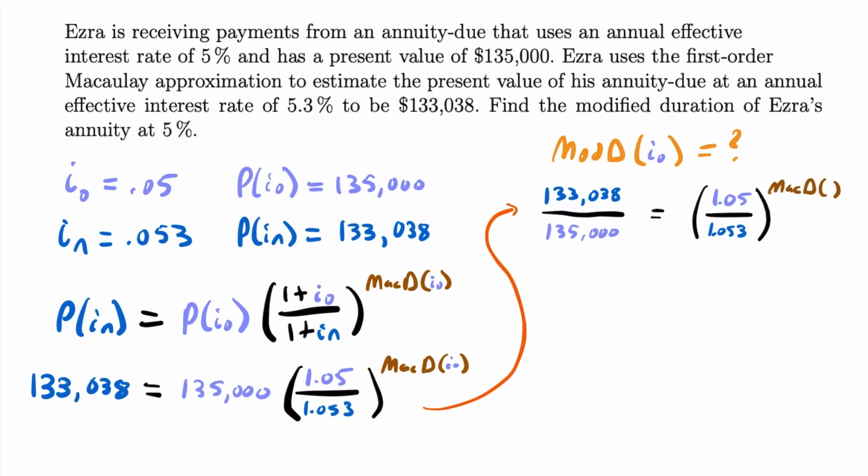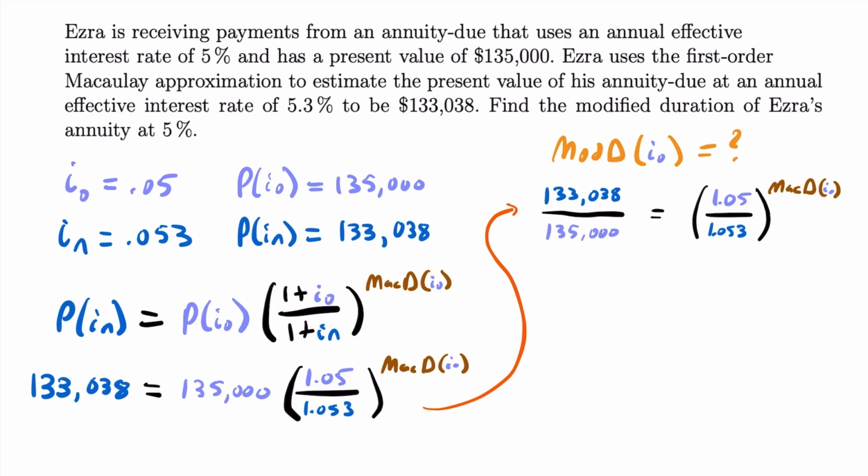Now, do you remember how we can solve for an unknown exponent? Because that's what we have to do at this point. We have an unknown exponent and somehow we have to solve for it. Well, the way that I like to go about it is by introducing a logarithm, in particular the natural logarithm. That's what I like to use at least.